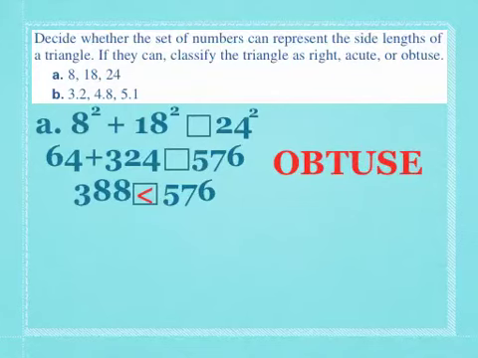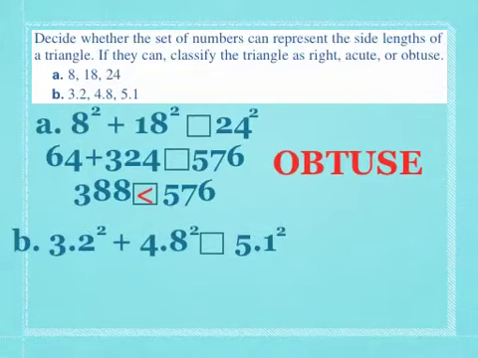For part B, if you look at those numbers and add two of them together, they're going to be greater than the third number, and that's true for all three combinations that we can make. So I can go ahead and do the same thing that I just did with A. In this case, I'm going to have 3.2 squared plus 4.8 squared, and I'm comparing it to 5.1 squared.